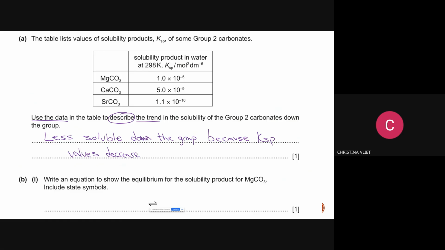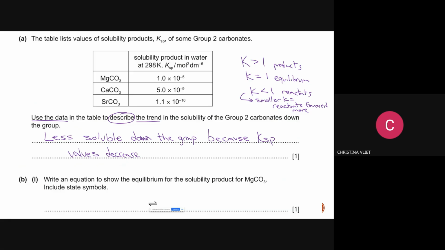Because we said this, right? K is more than 1, products favored. K equals 1, equilibrium. K equals products over reactants. K is less than 1, reactants favored. So the smaller the K, the more reactants are favored. In this case, reactants are what? Smaller K equals reactants favored more.